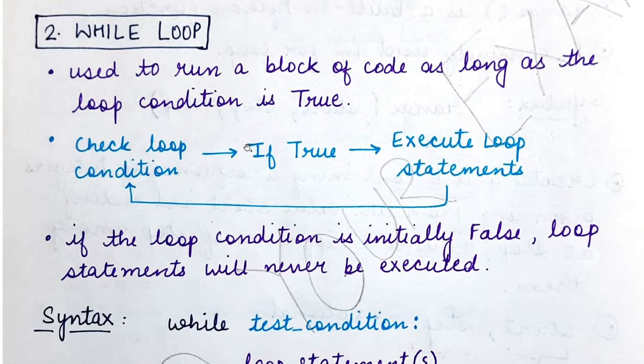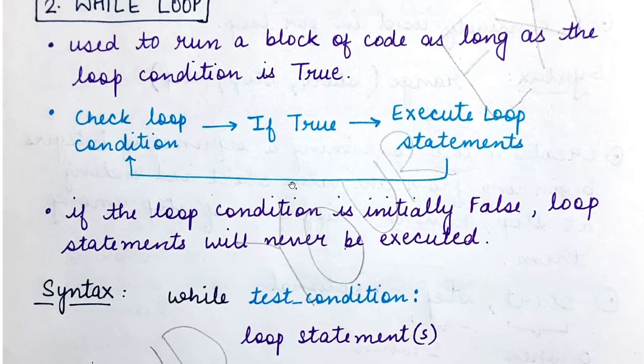Okay, so the generic working of a while loop is, first the loop condition is checked. If the condition is true, the loop statements are executed, and once all the statements are executed, the control again gets transferred to the loop condition. It is again checked. If it is true, the loop statements are again executed and the cycle repeats.